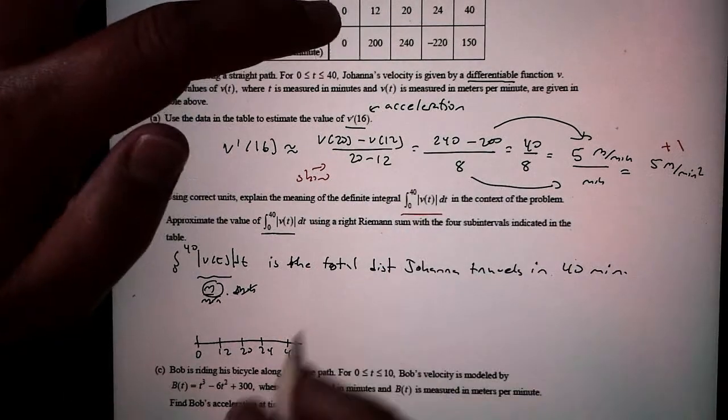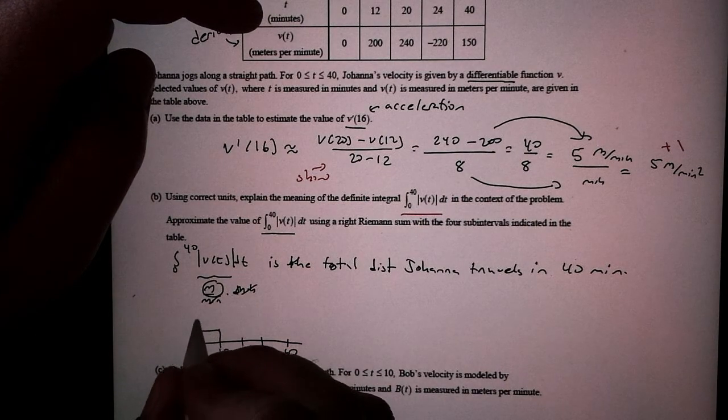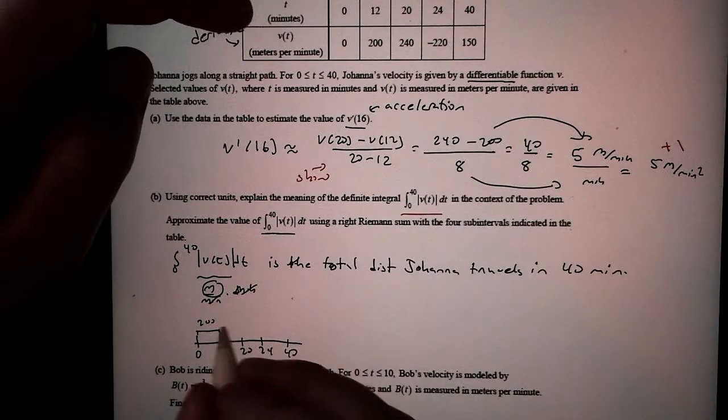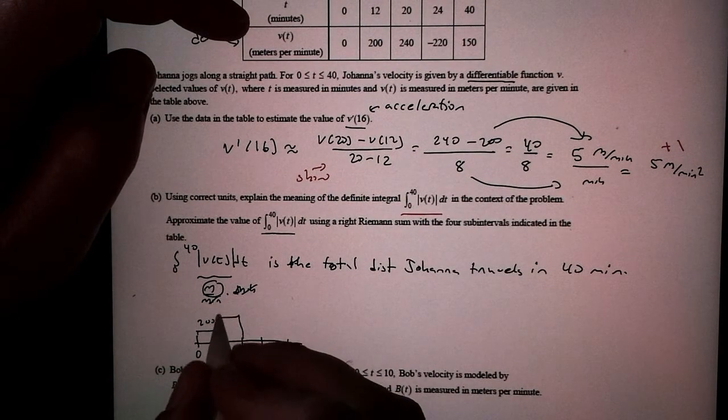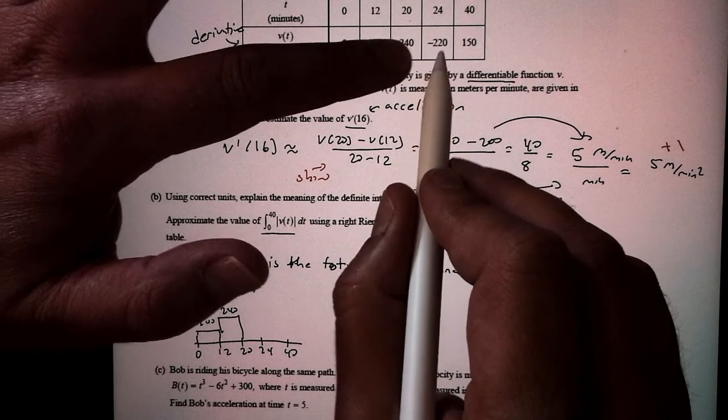12 is on the right, so my first, from 0 to 12, we're going to use the model for 200. Doesn't have to be perfect. And then from 12 to 20 is 240. Again, goes up. There's 240. And then from 20 to 24, we're going to use this negative 220.